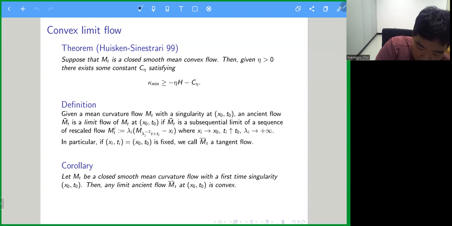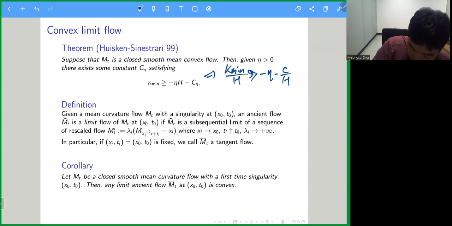Why? So if you divide by H, because H is positive, we can divide by H. So kappa mean over H is greater than some eta minus a constant over H. And eta is an arbitrary small positive number, and C depends on eta and the initial data. And you can imagine that at the singularity, H must diverge to infinity, right? Because H is comparable to A in the convex case. Sorry, not really. In the convex case, they're comparable.